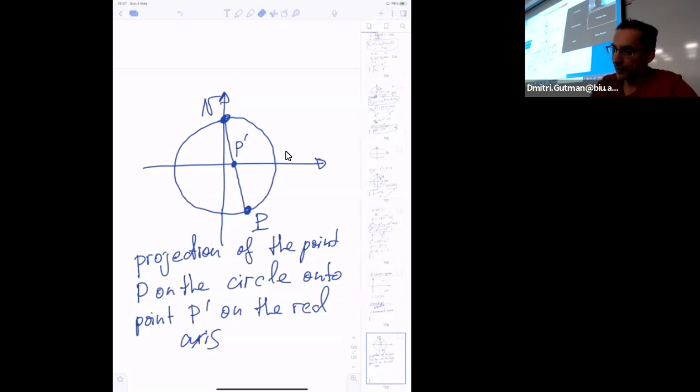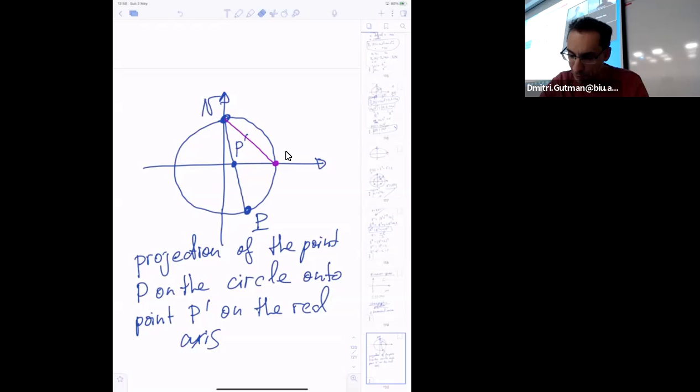Let's see if you got the idea. What will be the projection on the real axis of this point? It must be the point itself. I draw the line from here to there. It crosses the real axis at this very point. So this point is projected to itself.